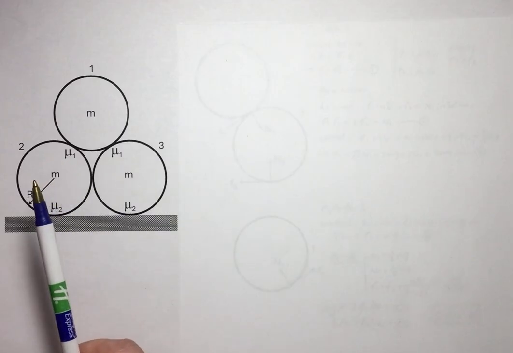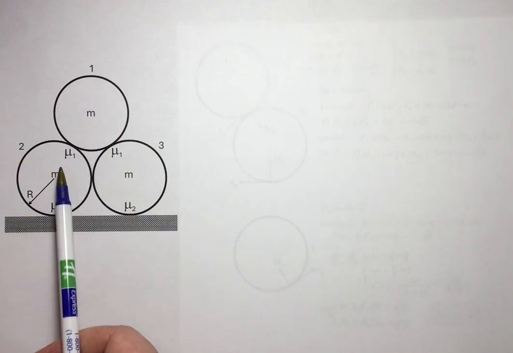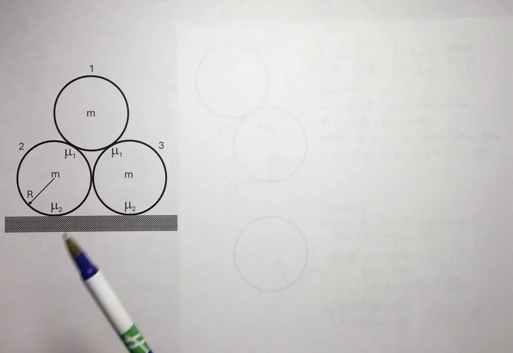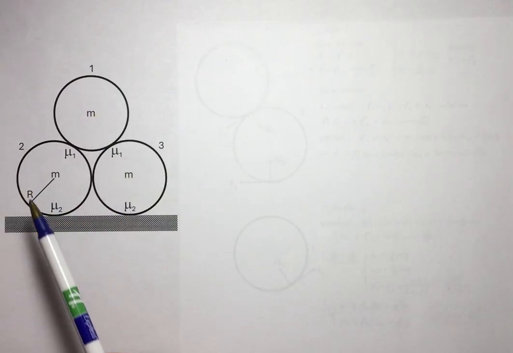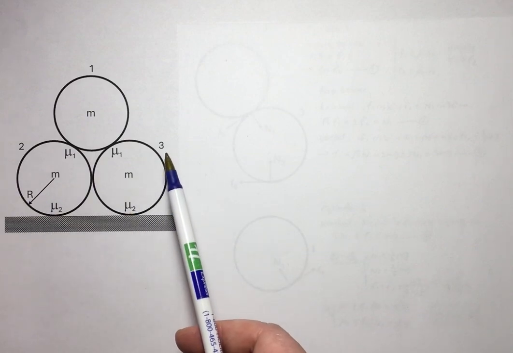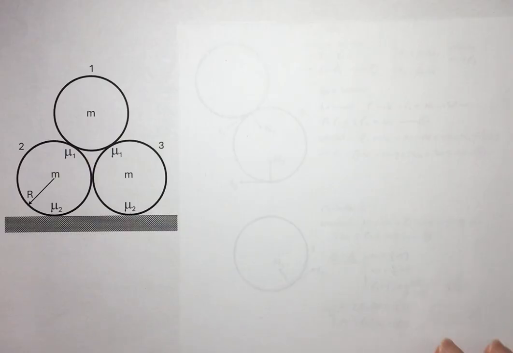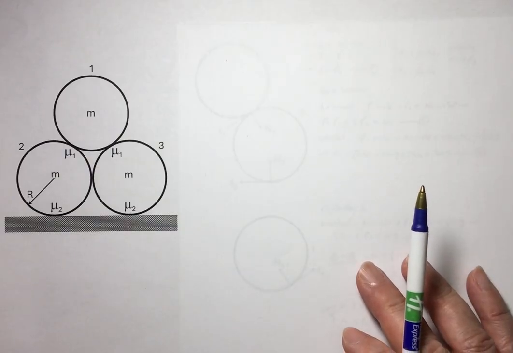And we consider the friction coefficient mu1, that's between 1 and 2 and between 1 and 3. And then mu2 is between cylinder 2 and the ground, and mu2 is also the friction coefficient between cylinder 3 and the ground. Now we want to find out which of the following pairs of mu1 and mu2 will make the system remain in equilibrium. So this is a relatively easy question.